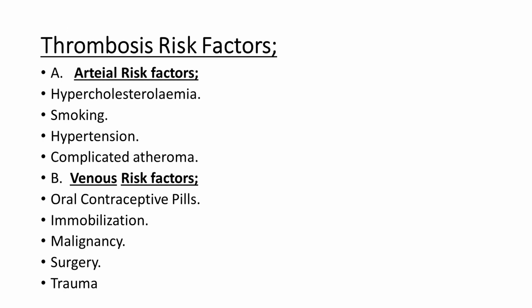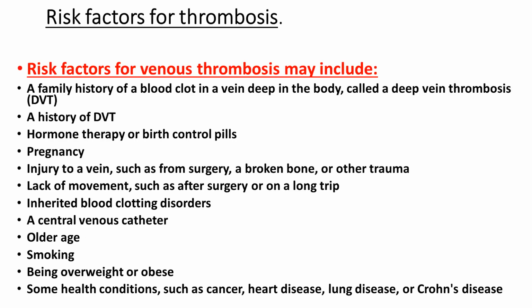Arterial risk factors are hypercholesterolemia, smoking, and hypertension. Venous risk factors are oral contraceptives, immobilization, surgery, and trauma. The risk factors of venous thrombosis may include family history of blood clots in the deep vein, history of DVT, hormone therapy or birth control pills, pregnancy, injury to the vein, lack of movement, central venous catheter, old age, smoking, being overweight, or certain health conditions such as cancer, heart disease, and lung problems.